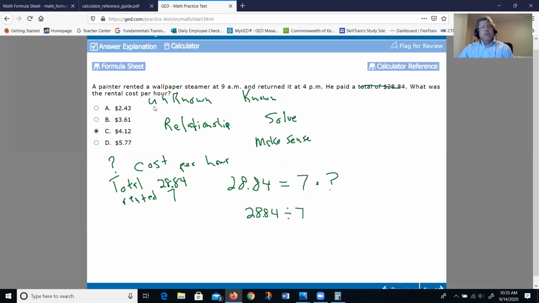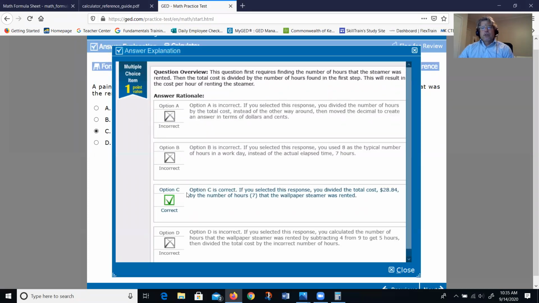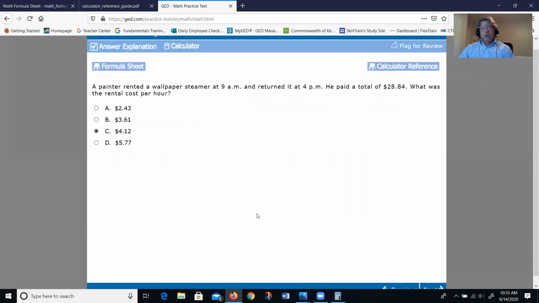So the unknown, that's going to come from the last part. The known is going to be information given in the problem. The relationship has to kind of come from us a little bit. That's where the math reasoning comes into play. And let's see where this takes us. Let's see here. So if we check our answer, we see that the answer is C, which is what we have, the $4.12.